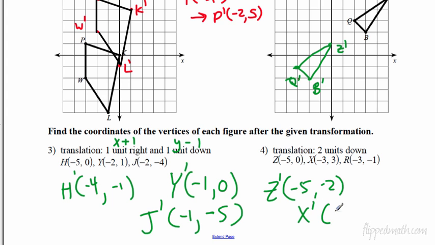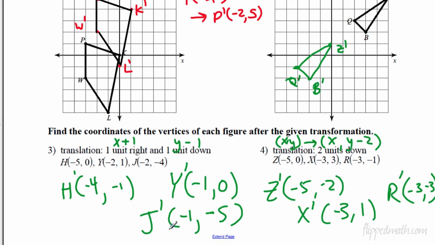X prime. 2 units down, so the 3 goes down to a 1. So we're just subtracting from 1 coordinate here, the y, subtracting 2 from that, and the x stays the same. What if they wanted you to write this as an algebraic rule? Remember, (x, y) goes to x, and 2 units down, we'd write y minus 2. That's the algebraic rule. And over here, (x, y) would go to (x plus 1, y minus 1). So that's the algebraic rule for that one.